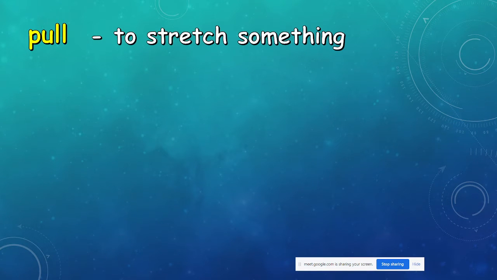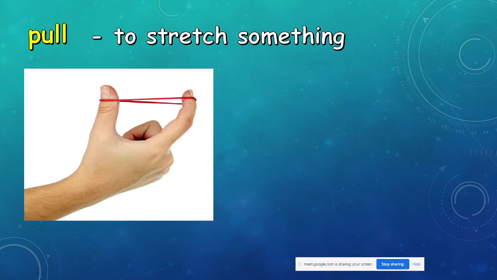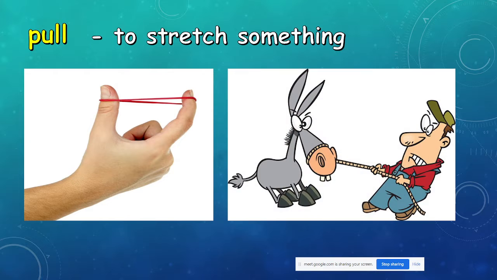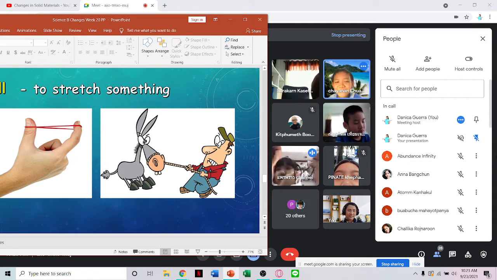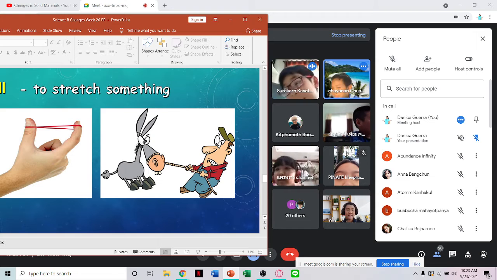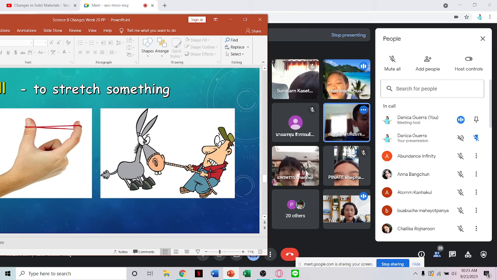Now let us move on to pull. When you say pull, it means to stretch something. Just like when we pull or we stretch a rubber band. Or when you pull a rope to pull the donkey. Now, what other things do you pull? The donkey. What other things do you pull? Door. Yes, a door. A cat? You pull a cat? No. A wire or door.